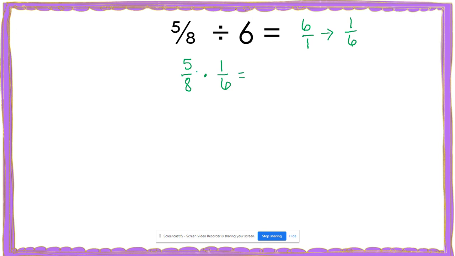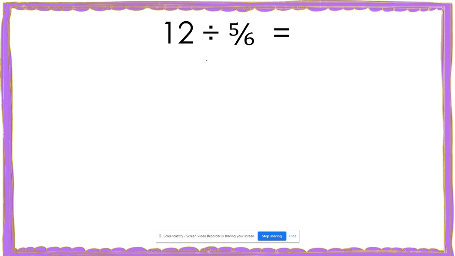Now I'm going to multiply straight across. 5 times 1 is 5, and 8 times 6 is 48. This is not an improper fraction, so I don't have to divide. And 5 is a prime number, so it will not share any factors with 48. So this is in simplest form, 5 over 48.